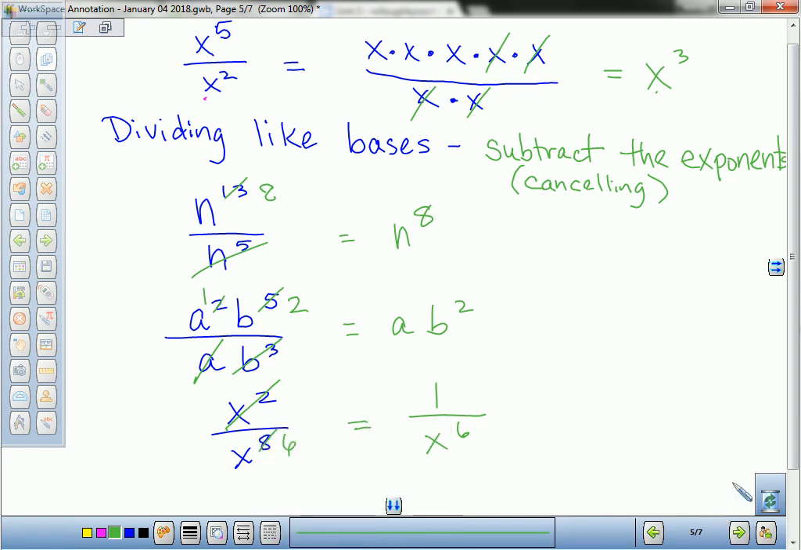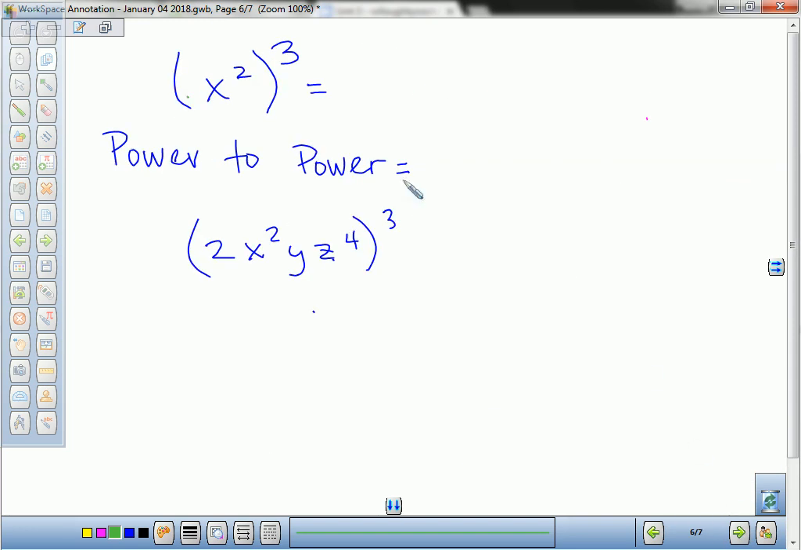So when we multiply like bases, we add the exponents. When we divide like bases, we subtract the exponents. Or you can think of it as canceling. So now we're going to look at our next property. What happens when we raise a power to a power?